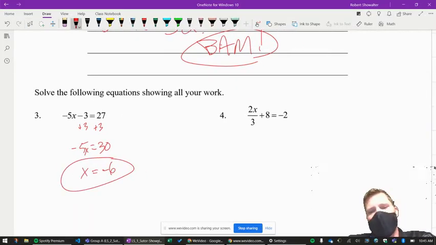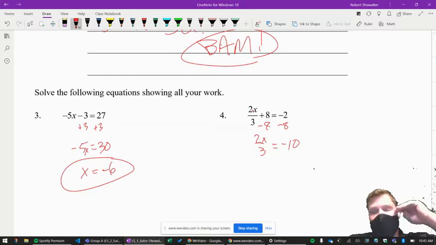All right, here we go. We have times by 2, divide by 3, and plus 8. The plus 8 is furthest on the outside, so let's get that out of there. Then we get 9 minus 10 over there. All right, now it's 2/3 times x equals negative 10.